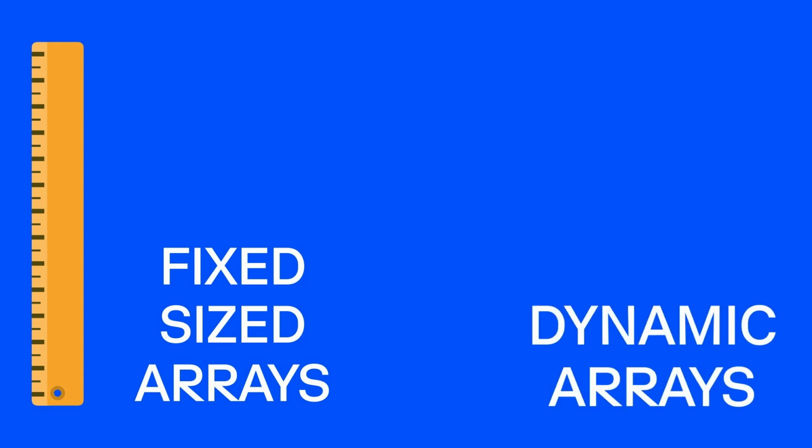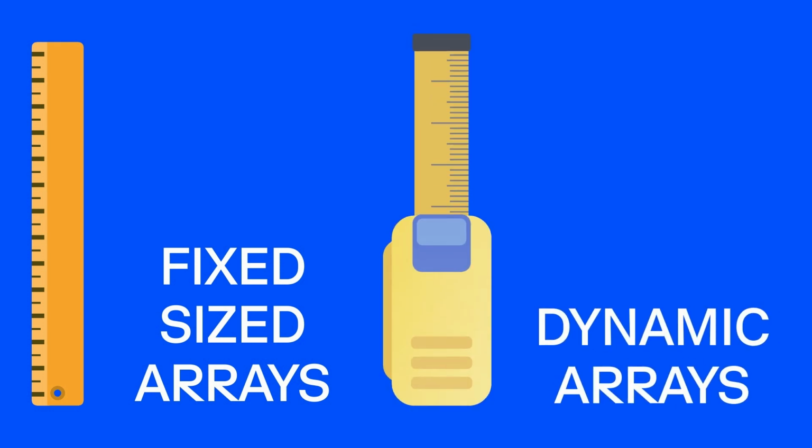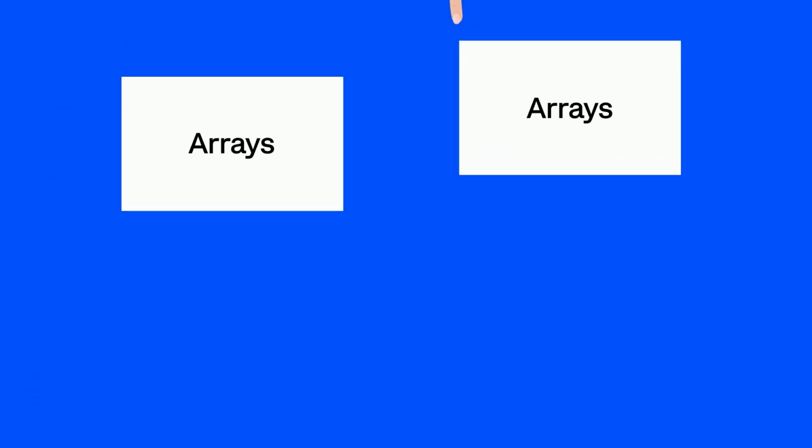effectively. Fixed size arrays have a predetermined length, which must be specified at the time of declaration. In contrast, dynamic arrays can change in size as needed during the execution of the smart contract. In Solidity, arrays can be stored in memory or storage, each with its own unique properties and use cases.